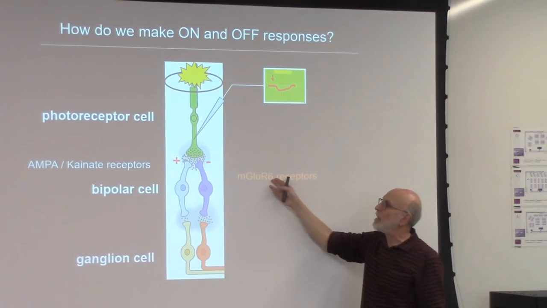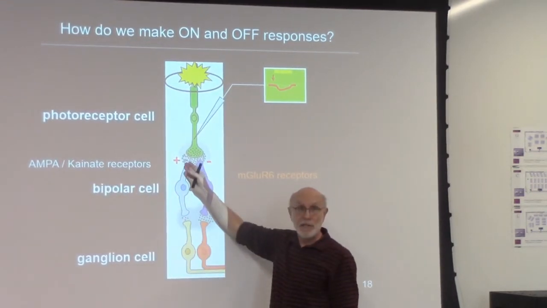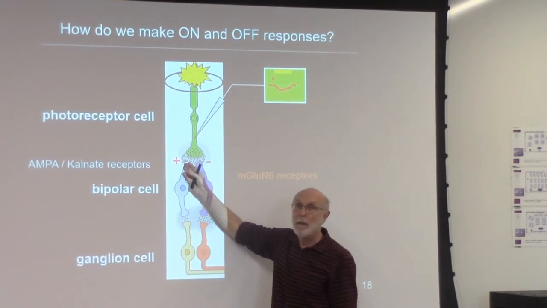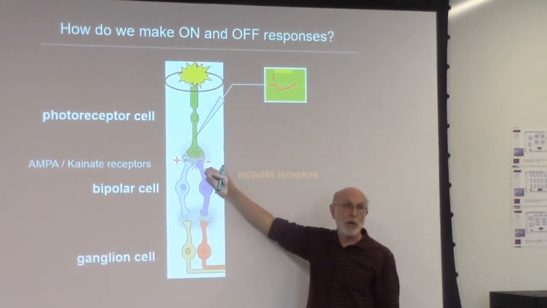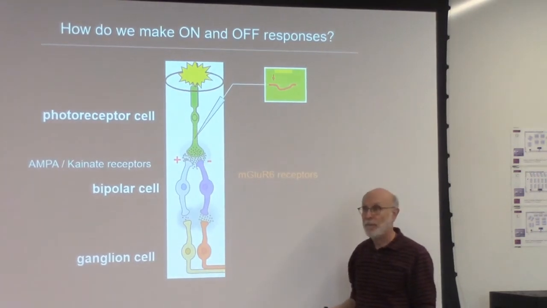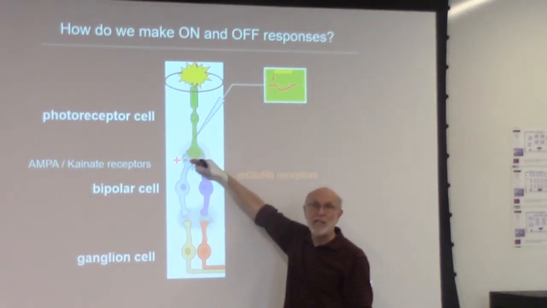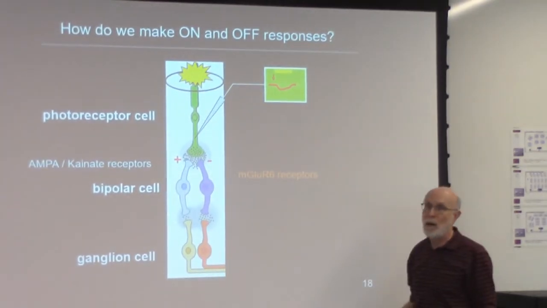You don't need to know the others, you don't need to know kainate. All you need to know are AMPA receptors that are ionotropic and metabotropic receptors, which are GPCRs that are inhibitory. That's what you need to know on the two different types of bipolar cells that are synaptically coupled to this cone.